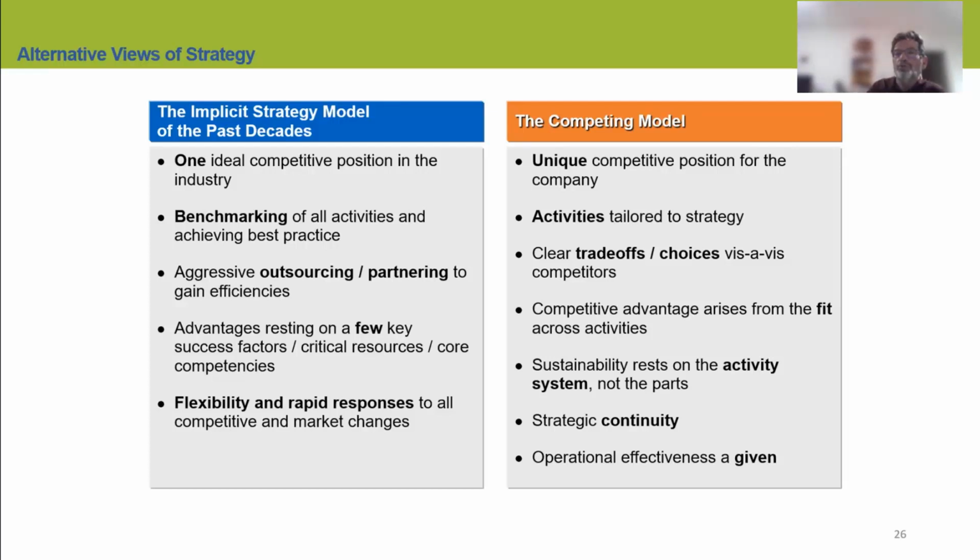The competing model, which is another approach, an alternative view, is a unique competitive position for the company. Activities tailored to strategy, clear trade-offs and choices vis-à-vis competitors. Competitive advantage arises from the fit across activities. Sustainability rests on the activity system, not the parts. Strategic continuity and operational effectiveness is a given.